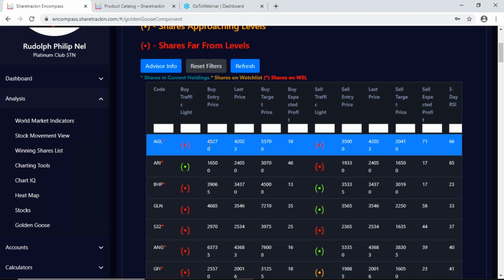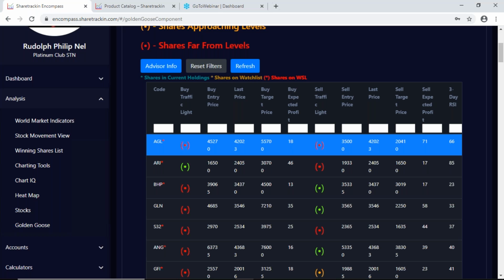Okay, so it must surpass what the buy entry price is, then only you'll be able to go and buy the share. Because for instance, if you look at AGL, it's still red, so it means that you won't be able to go and buy that share because it has not yet reached that level. Okay, and then if you look at ARI, this one is currently green, which means that it's surpassed it.